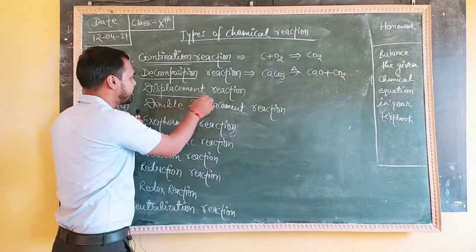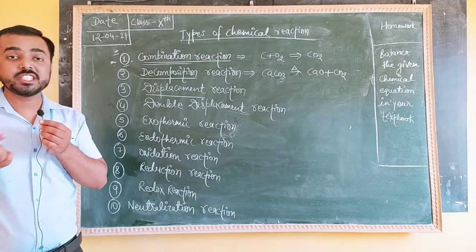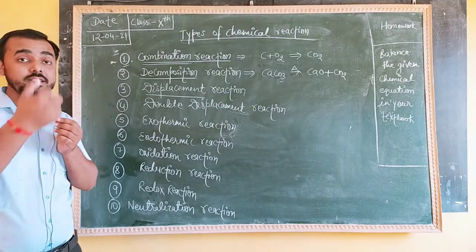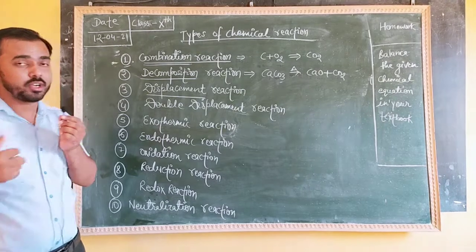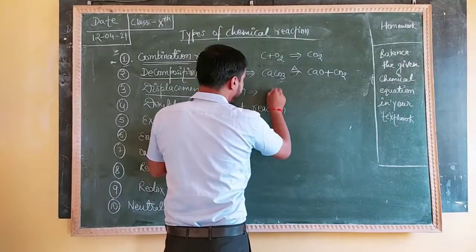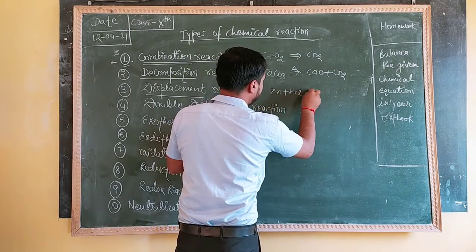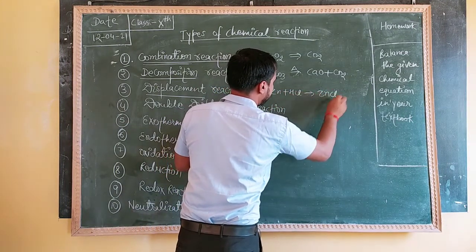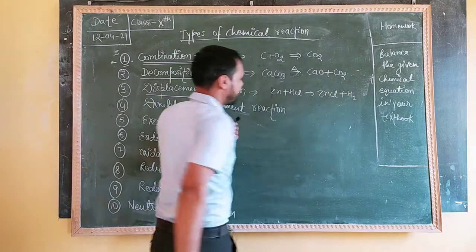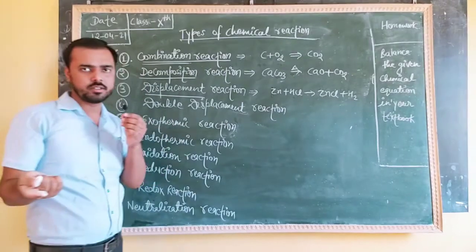Here the third one is displacement reaction. What do you understand by displacement? To displace anything, or to take the place of something that was already there before. So here we can say, take the example of Zn plus HCl forms ZnCl2 and releases H2. So what is happening here? Zn is taking the place of hydrogen, and hydrogen is being replaced from that place.